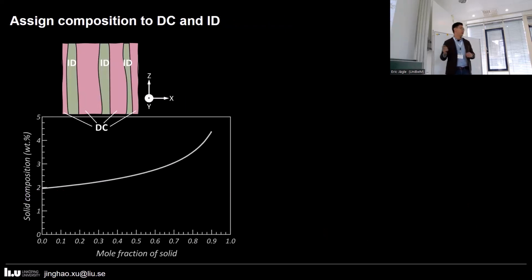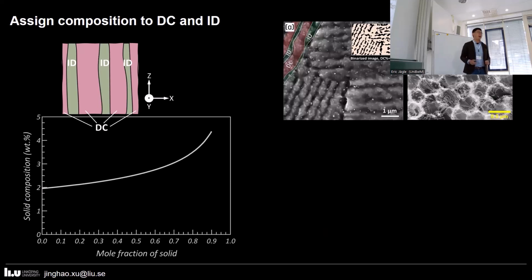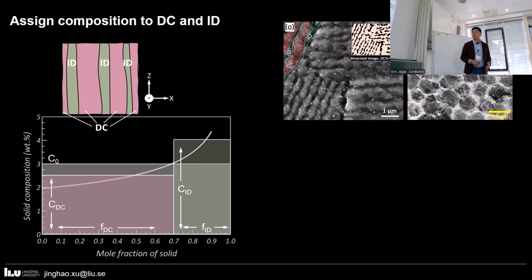Then let's try to formulate this model. The first step, of course, is to assign the composition to the DC and the ID. As the previous presentation talked a lot about the segregation profile, I also used this. For example, the segregation profile normally looks like this. It's a curve, a gradient, not a step. But I took a shortcut and made the assumption that for the as-built microstructure, 70% of the region belongs to the DC and 30% belongs to the ID. It's an approximation. Then I used Lever rule-like assumptions like this.